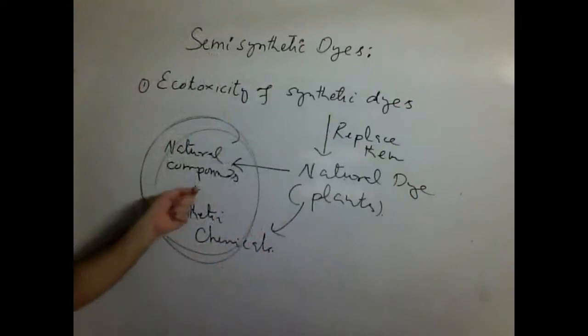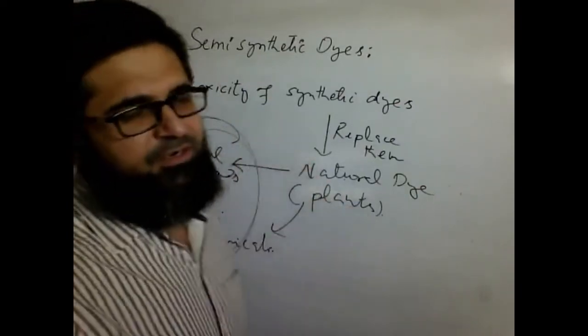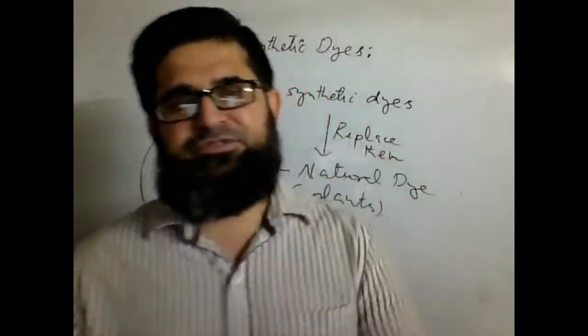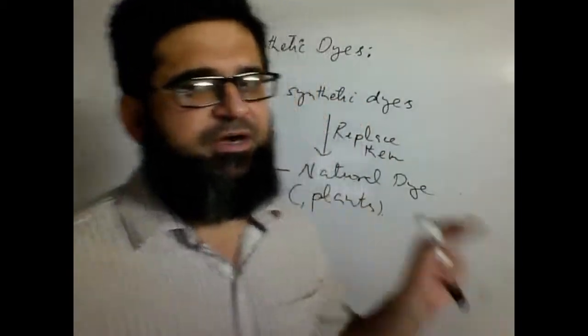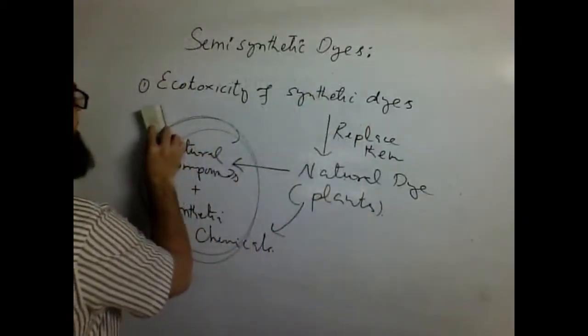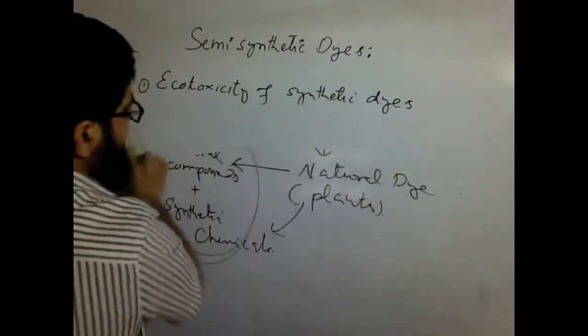Synthetic chemicals have been reacted with those natural chemicals, and as a result we get dyes. Those are called semi-synthetic dyes. So that's the first concept, that is why we need to go for semi-synthetic dyes.